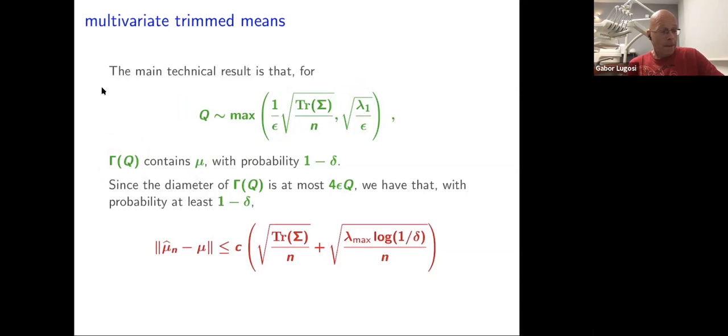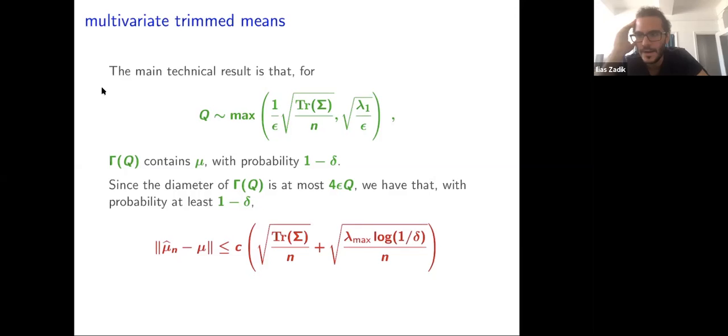Okay. And that's enough because these sets are nested, right? If I take now a smallest Q, so let's say for some value of Q, the true mean is there. Then if I take a smaller value, then the true mean is still there as long as this set is not. Gabor, can I ask something?